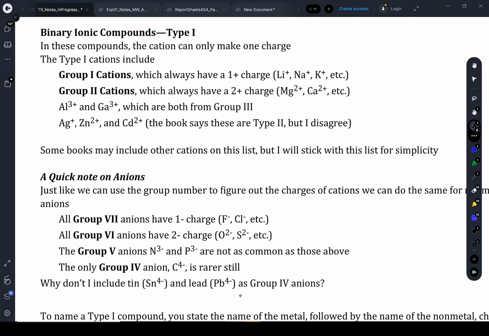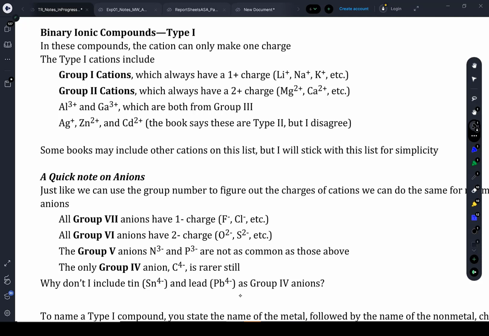It is highly unusual for silver to be anything other than +1. It is very, very unusual. I'm not even aware of anything where zinc is something other than +2. And less important is cadmium. Cadmium is almost always +2. So we will call those type 1 cations. They are cations that only can make one charge.